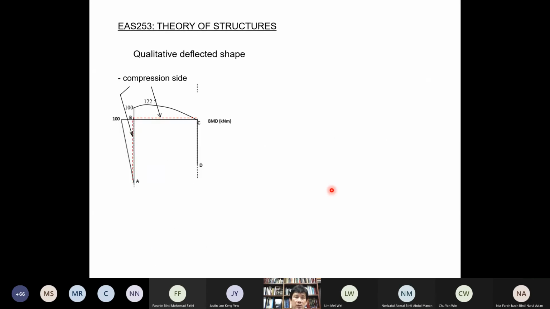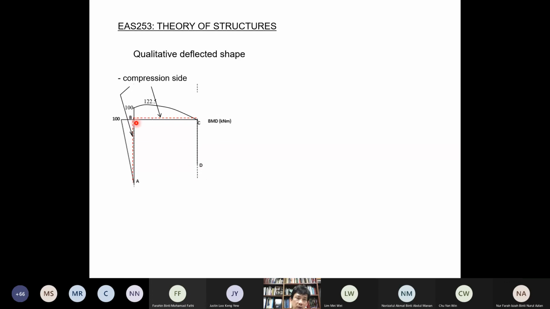Qualitative deflected shape, just to complete this: if you're asked to sketch the qualitative deflected shape, remember our bending moment diagram is drawn on the compression side. Because this bending moment appears on the top, the top fiber becomes in compression here, meaning this left-hand side of this member is in compression. Okay, and no bending moment means that this member should remain straight. It will not bend. It can move, but it will remain straight. It will not bend because there is no bending moment.